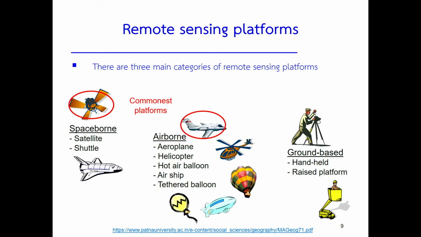And then the last one is cloud-based. Cloud-based means something like I have a car with a crane to carry people, and the people use special equipment or a special sensor to detect the information or the objects that they want. Okay, this is about the platforms for remote sensing.